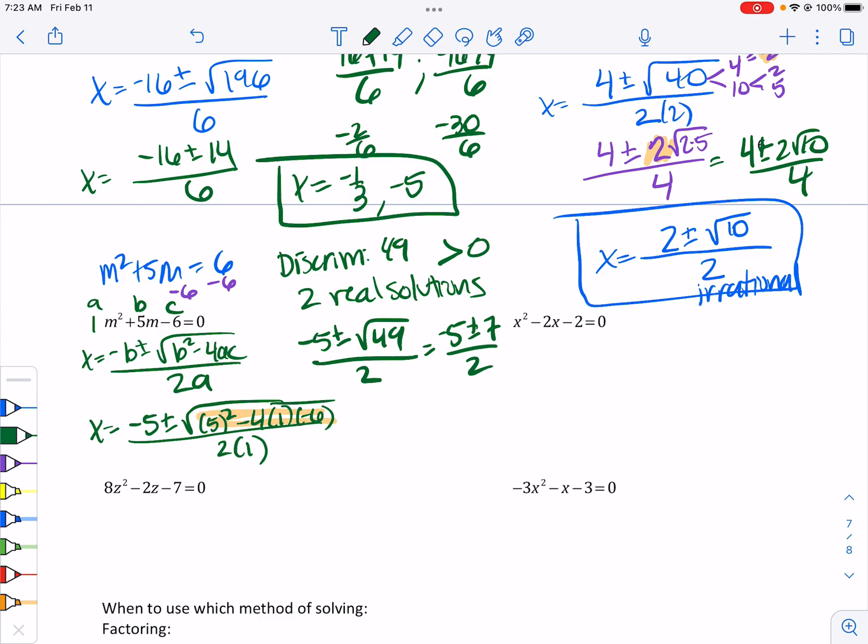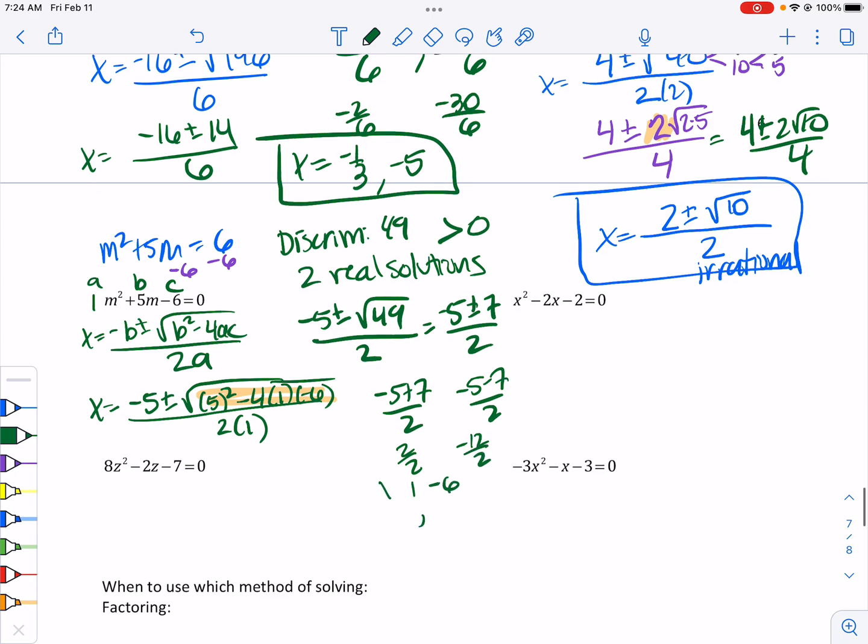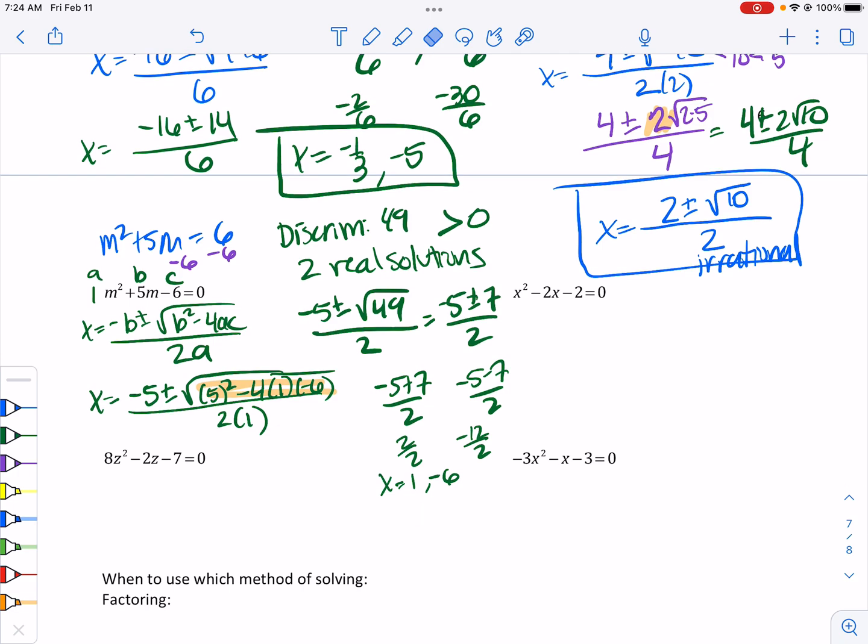So then we're going to have -5 plus 7 cut in half and -5 minus 7 cut in half. So -5 plus 7 is 2, so 2 halves is 1. -5 minus 7 is -12 halves, which gives us -6. So these are rational answers, which means that this could have been factored. Except the instructions told us to use the quadratic formula.